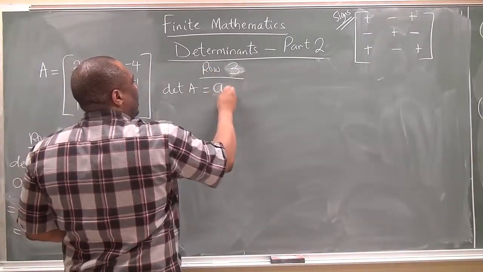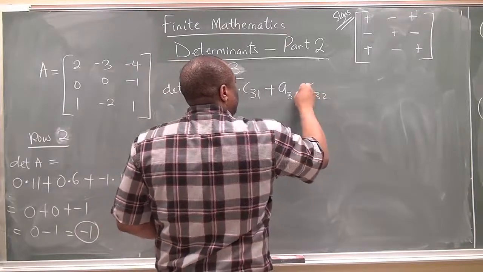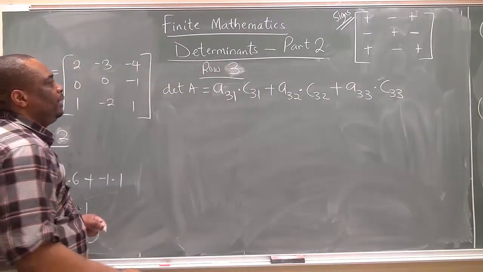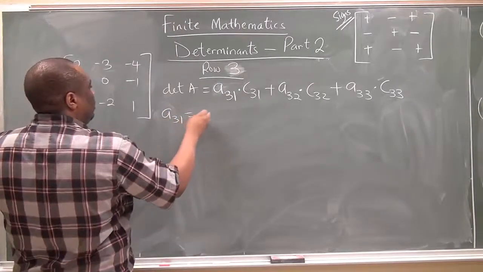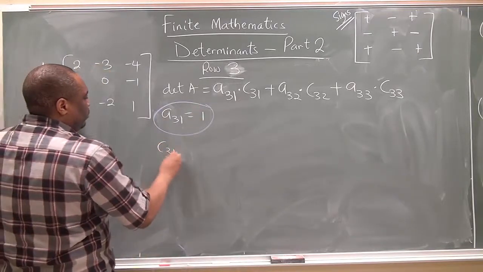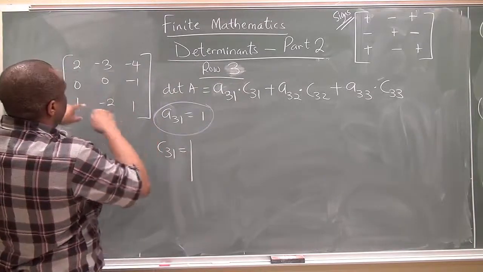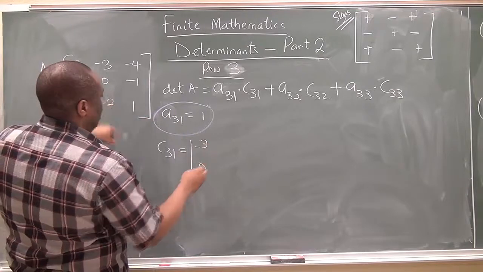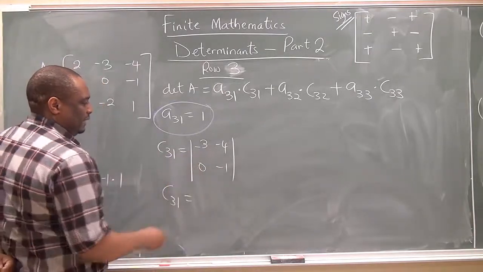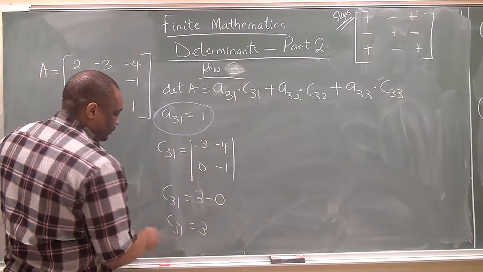So row 3 will be A31 times C31 plus A32 times C32 plus A33 times C33. Okay, so now we begin: A31 is 1. Now, let's go ahead and find C31. C31 will be 3 plus 1 is 4. That's the plus you see there. Determinant, it will be negative 3, 0, and negative 4, negative 1. So C31 will be negative 3 times negative 1 is 3, minus 0 times negative 4 is 0. So C31 is 3.